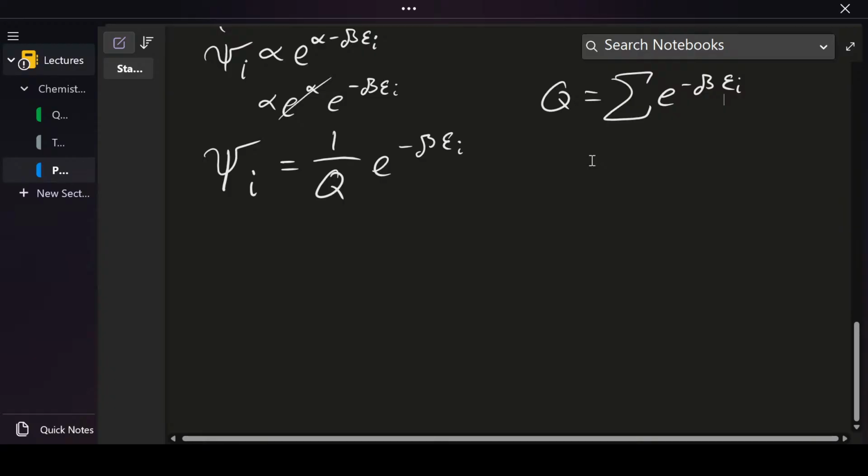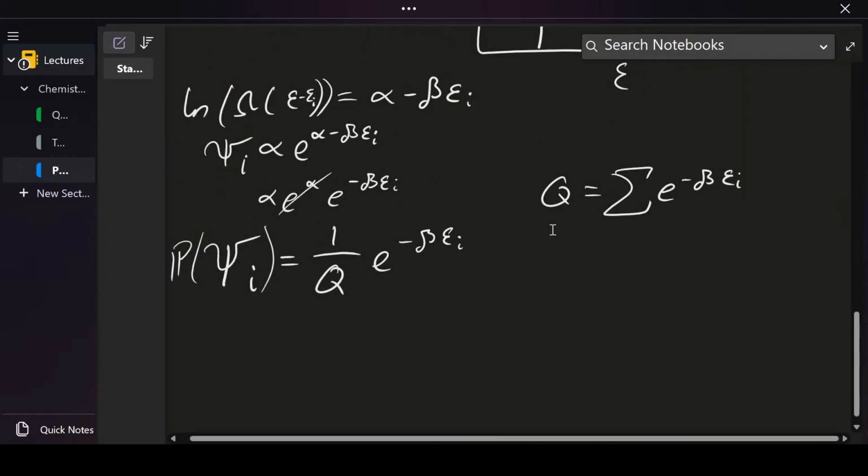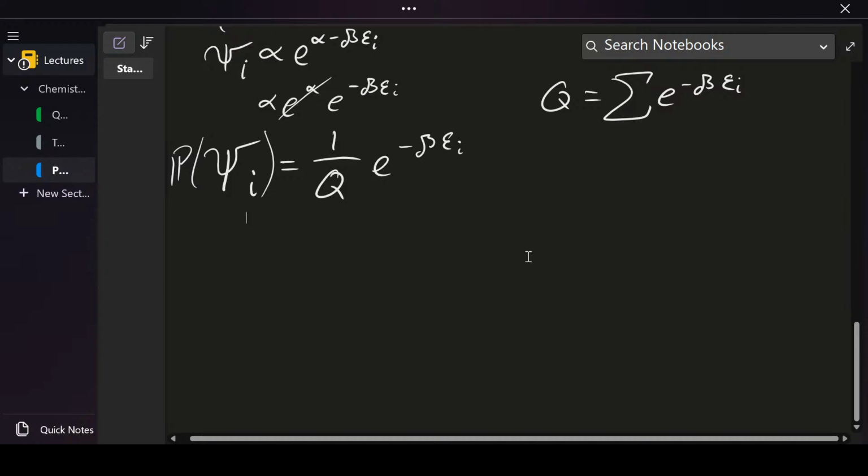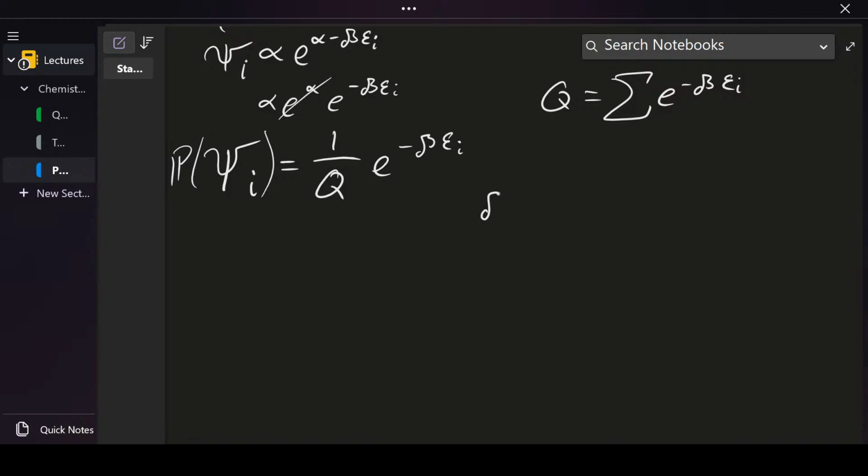So this is the Boltzmann distribution. This is the probability that I'm in a state psi_i. And so with this, we can look at the probabilities of each of these microstates. And first of all, I guess I should define beta.